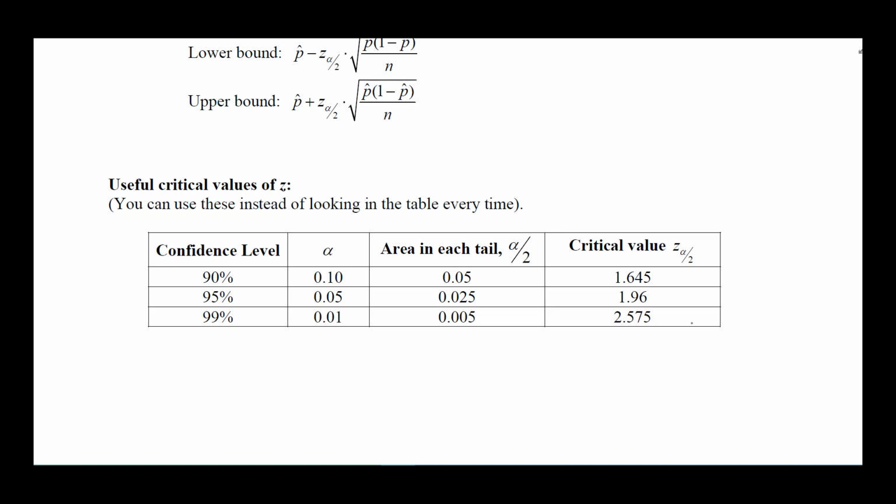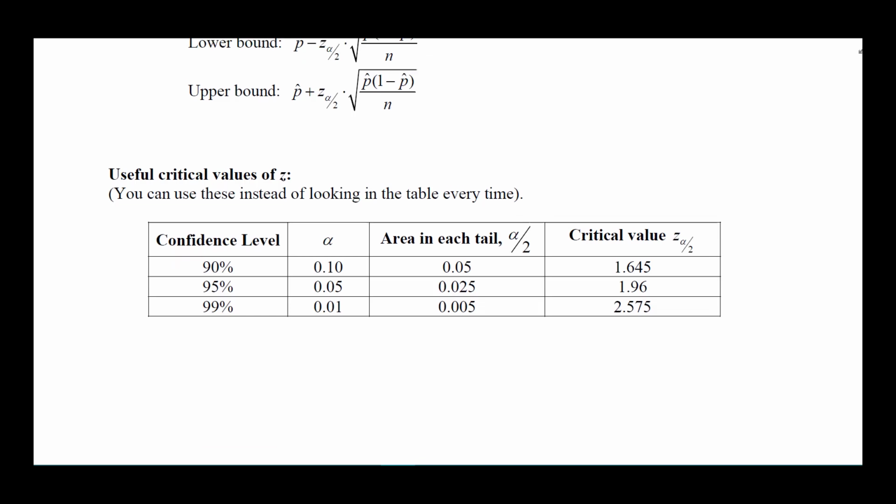And remember how we said back from the empirical rule that if we had bell-shaped data, about 95% of the data points live within 2 standard deviations of the mean. The 95% is actually associated with 1.96 instead of 2. But it's about 2, right?